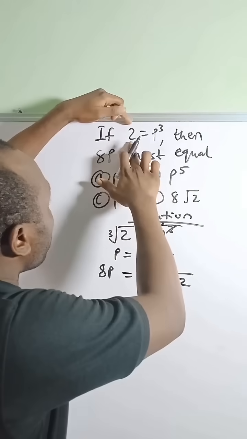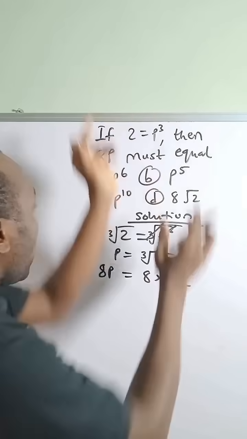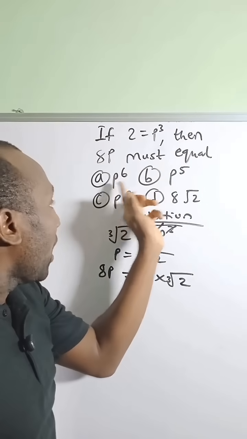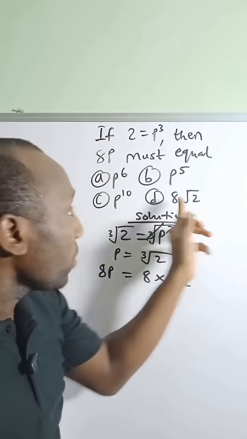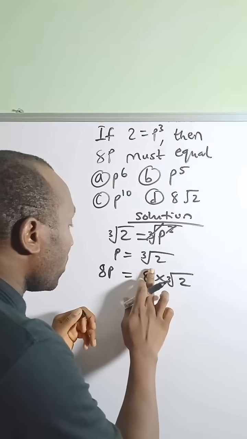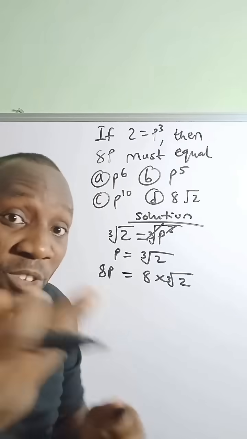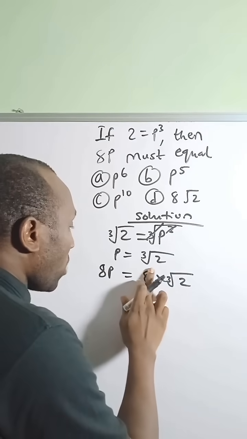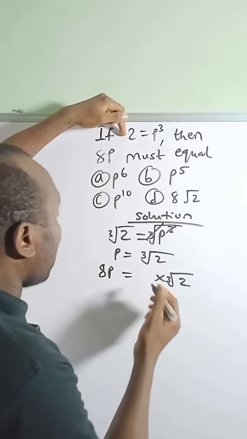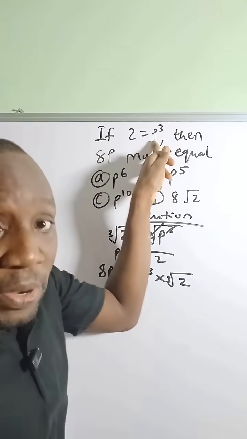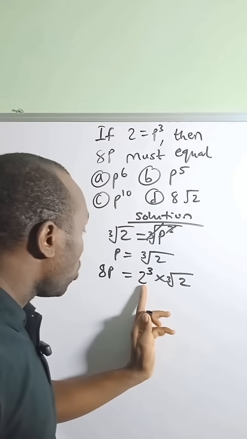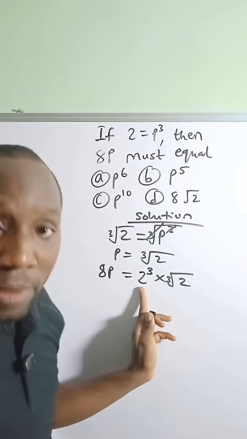Now, if you check, we have that 2 is equal to p raised to power 3. Because if you look at the options, you will see that they are all expressed in terms of p, apart from option D. So which means we have to change this and express it in terms of p. So I'm going to write 8 as 2 raised to power 3. And we know that 2 is equal to p raised to power 3, so I'm going to replace 2 with p raised to power 3 right here.